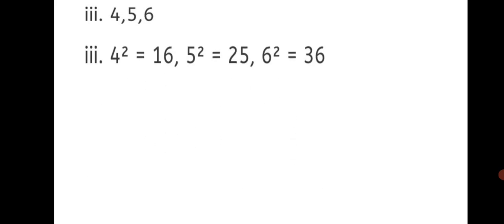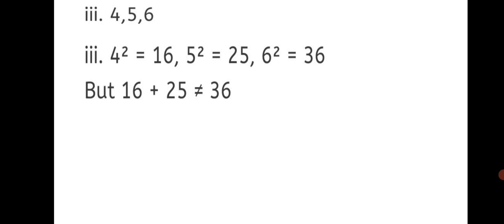Third sum, 4, 5, 6. So first step, we will write the squares of all the 3 numbers. 4 square is equal to 16, 5 square is equal to 25 and 6 square is equal to 36. Now add the squares of smaller numbers. 16 plus 25. 16 plus 25 is not equal to 36.